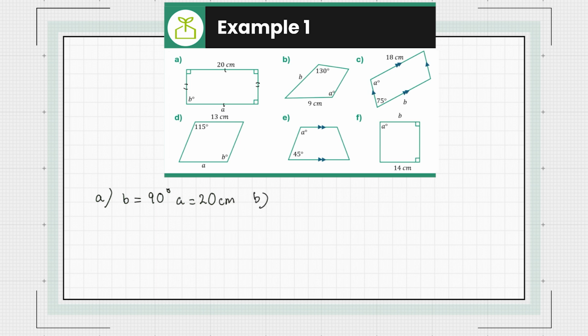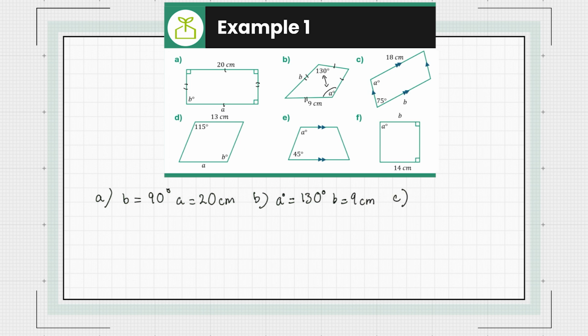If we look at B, we have a kite. And we know that with a kite, the pairs of angles opposite to each other, so this one and this one, are going to be equal. So we know that A degrees is equal to 130 degrees. Now we also know that each of the top lengths are going to be equal to each other, and each of the bottom lengths are going to be equal to each other. So we know that B is equal to 9 centimeters.